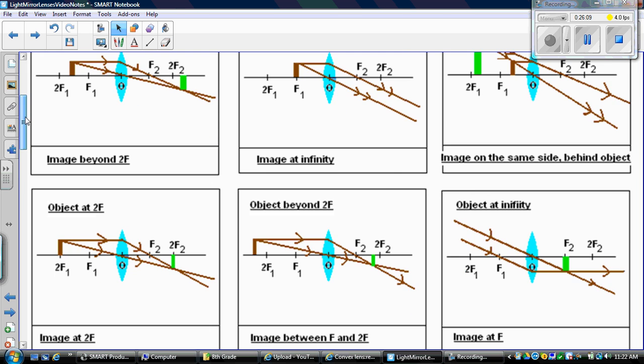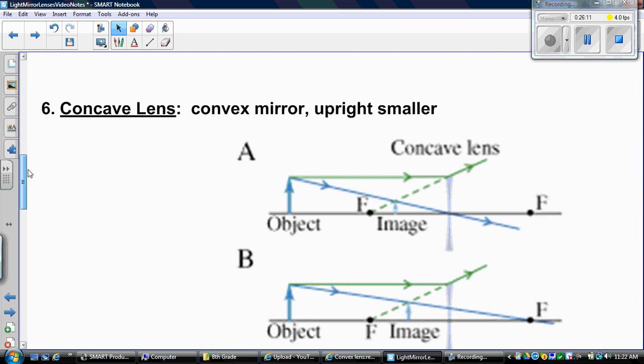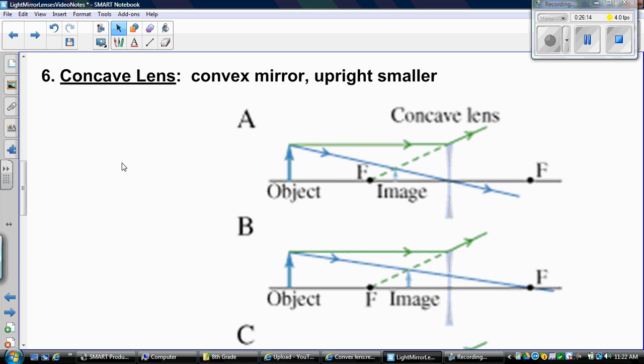Okay, so now let's go to a concave lens. Well, if a convex lens is just like a concave mirror, then a concave lens creates the same image as a convex mirror. You will see an upright, smaller image. So that's what this is showing you right here, a concave lens.